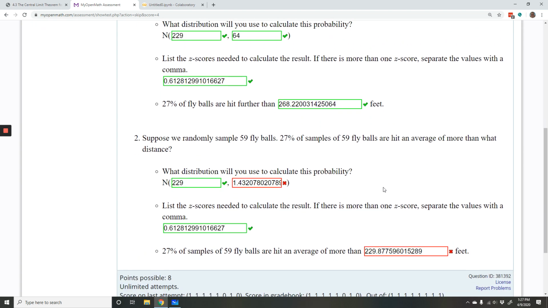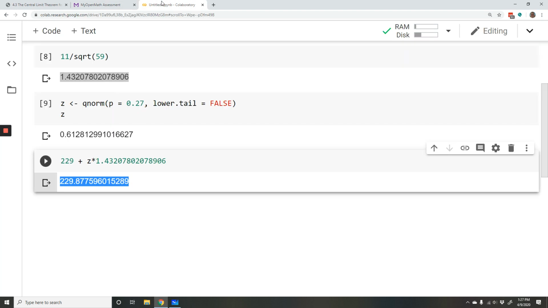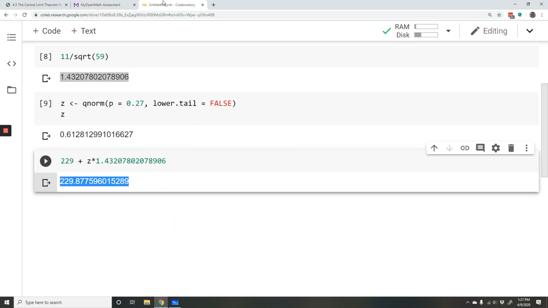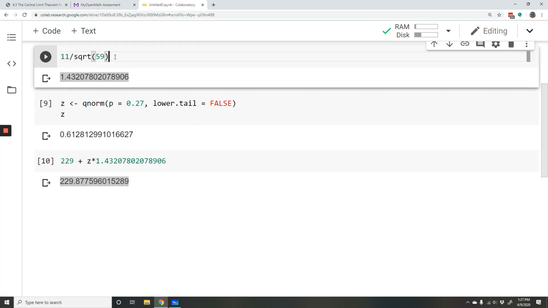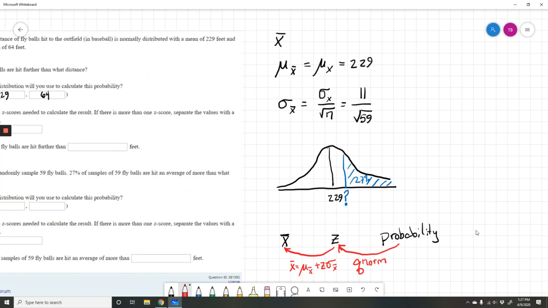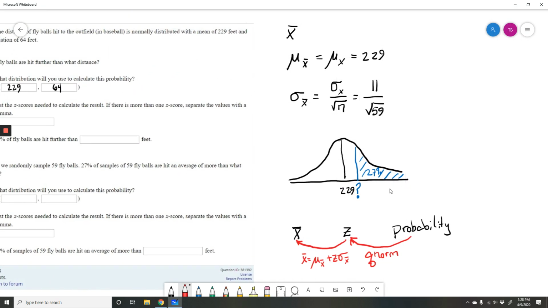Okay, we got a couple errors here, so let's see what's going on here. This is a good learning experience. Let's see what happened. So if we go back here, let's see. Oh, you probably caught this while you were reading. I think I got this from a previous problem. Our population standard deviation isn't 11. Okay, it's not 11. Our population standard deviation is 64.